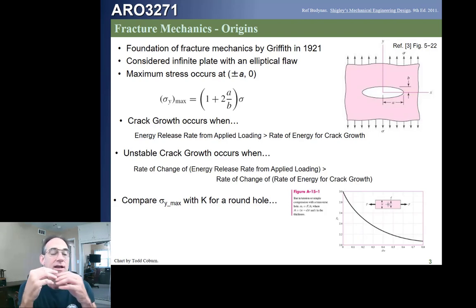And so he says that unstable crack growth is going to occur when the rate of change of the energy from the applied loading exceeds the rate of energy required for crack growth. So that is what we're going to use. Now we're actually going to break this down, make it a bit simpler, but that's the general idea behind it. Got it?